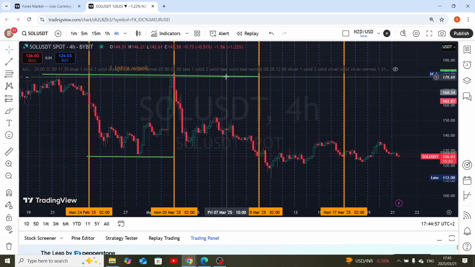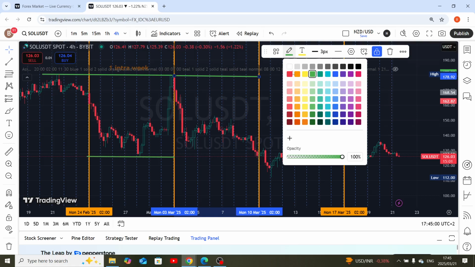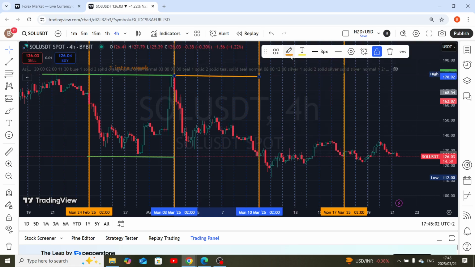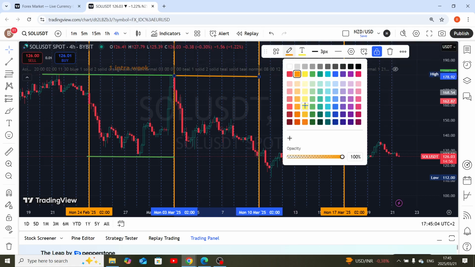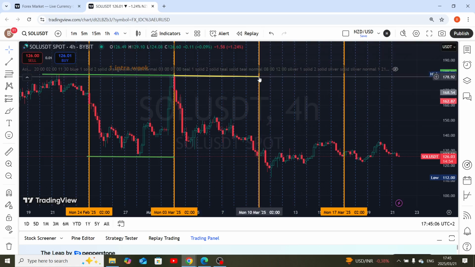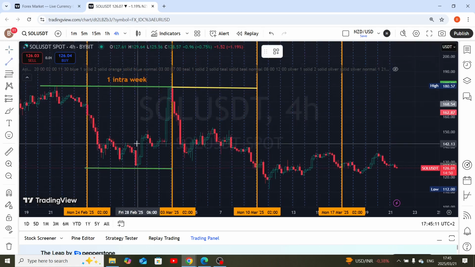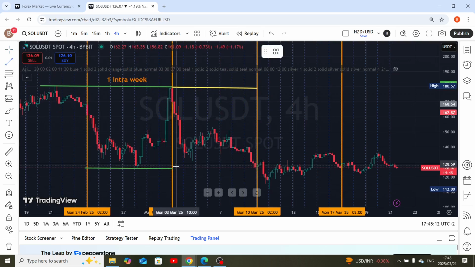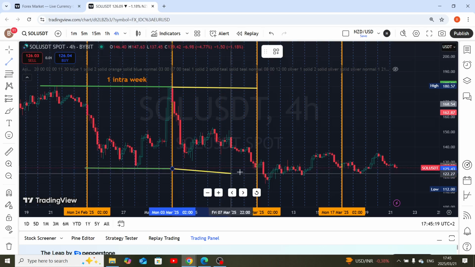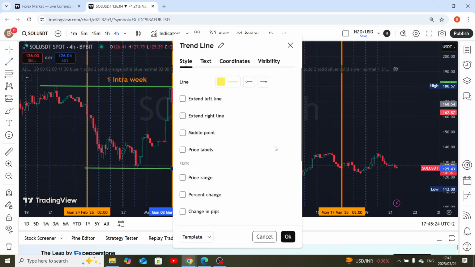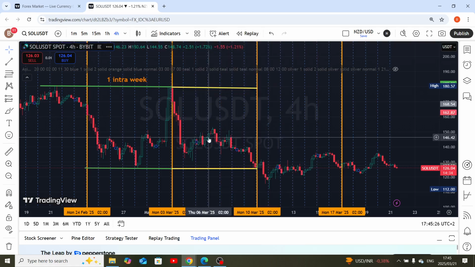Let me change the color of this one so that it makes sense. Let me get a lighter color. Yes, I think when it's like this, it'll make a little more sense. So we're going to highlight our low. Where's our low? Yes. Our low was actually the very same area as the previous week. So this is good. This is our second intra week.